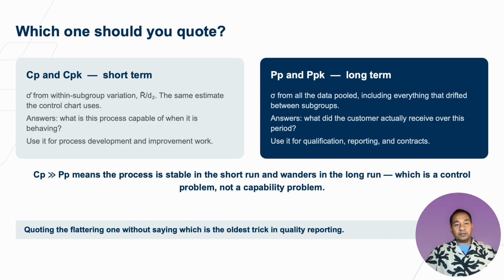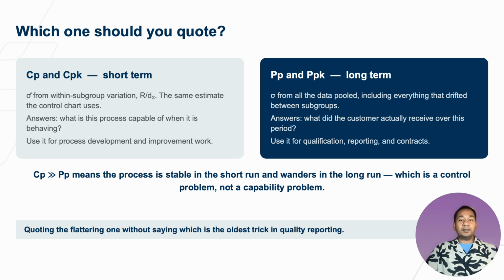So, which do you quote? CP and CPK, short term, for process development and improvement work. They answer what this process is capable of when it is behaving. That is the right question when you are trying to make the process better, because it isolates intrinsic capacity from control problems. PP and PPK, long term, for qualification, reporting and contracts. They answer what the customer actually received over this period. This is the right question when you are making a promise to somebody. The gap is informative in its own right.